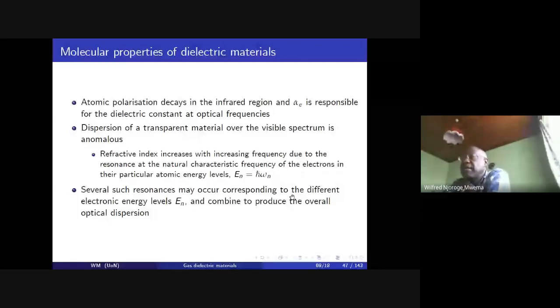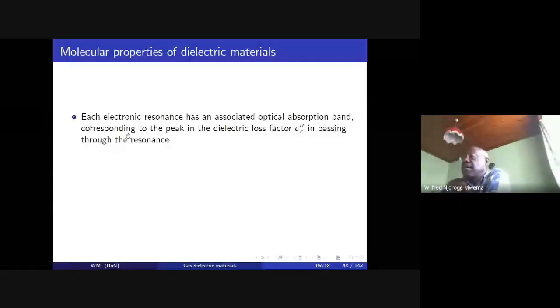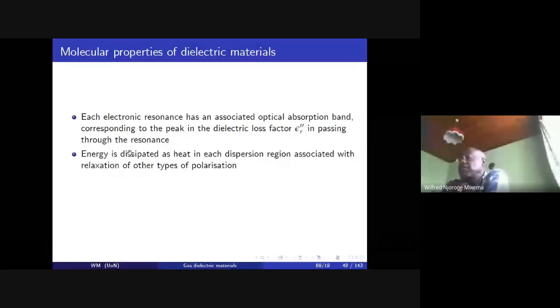This is an important characteristic, especially for those of us who will be dealing with optical communication using fiber optics. Each electronic resonance has an associated optical absorption band that corresponds to a peak in the dielectric loss factor when passing through such a resonance. And energy is dissipated as heat in each dispersion region, associated with the relaxation of the other types of polarizations.